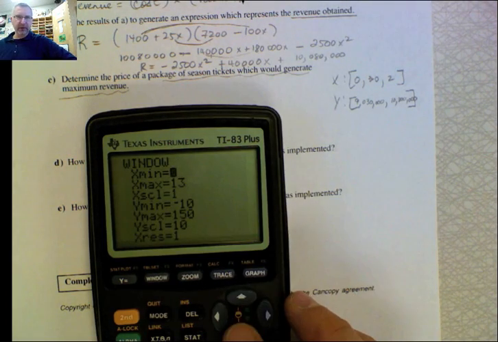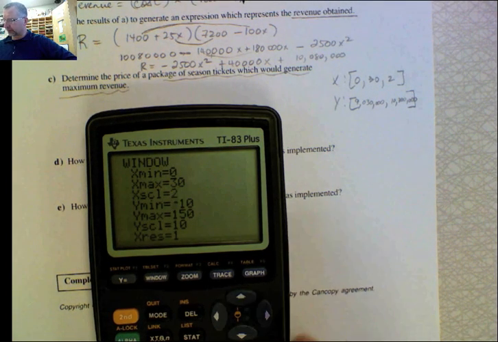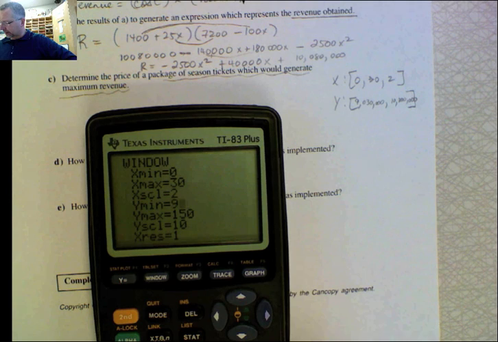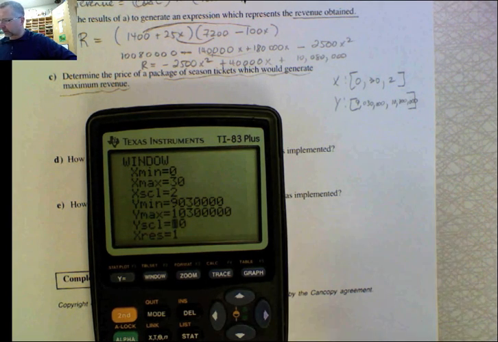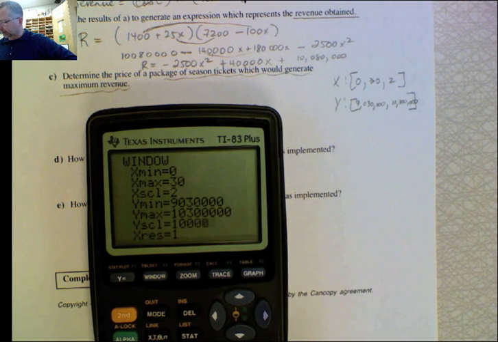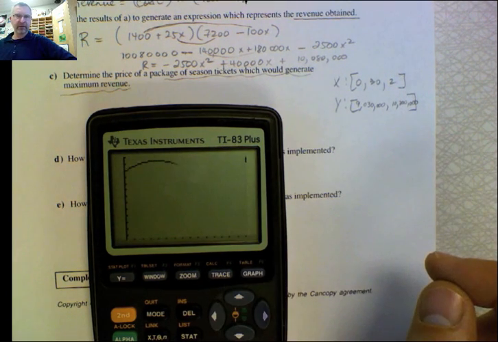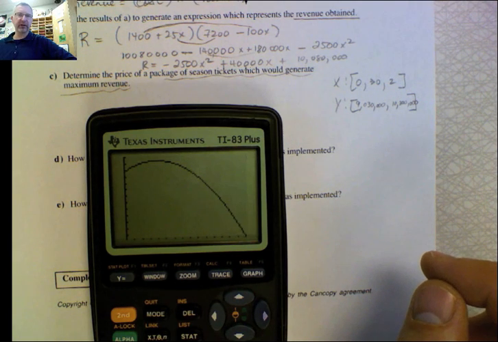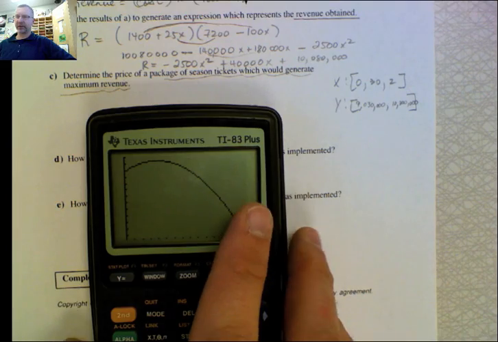So we're going to go into our window. We're going to make X 0 to 30 going by 2s. We're going to make Y minimum 9,030,000 and Y maximum 10,300,000. And we're going to go by 100,000s in this case. And we're going to hit graph. We're going to see, oh, we got a pretty good graph. So using the table of values helped us make a really good graph.